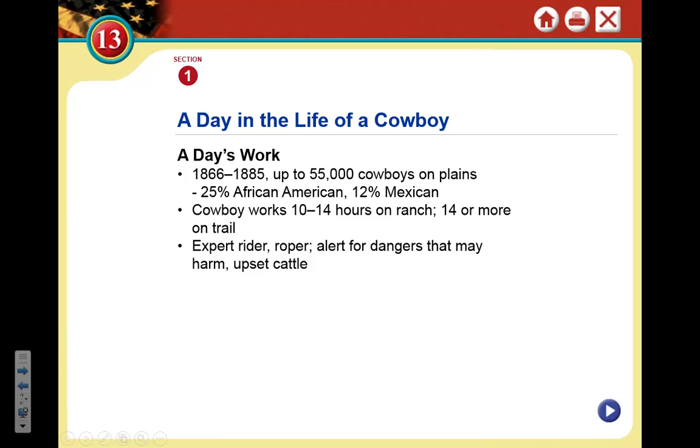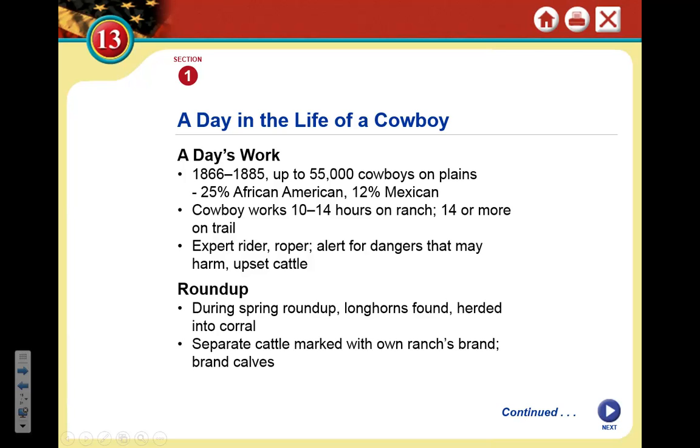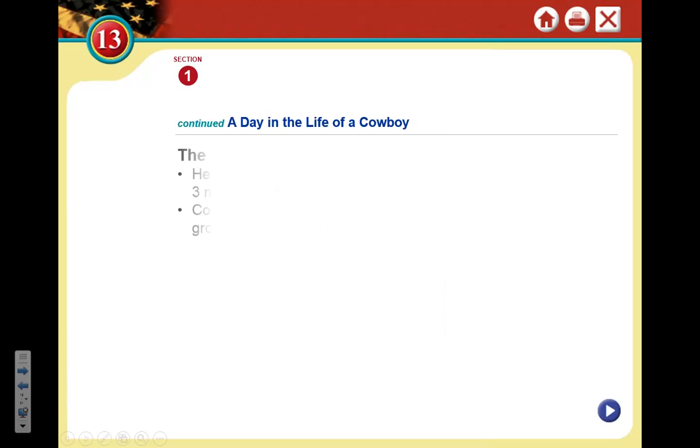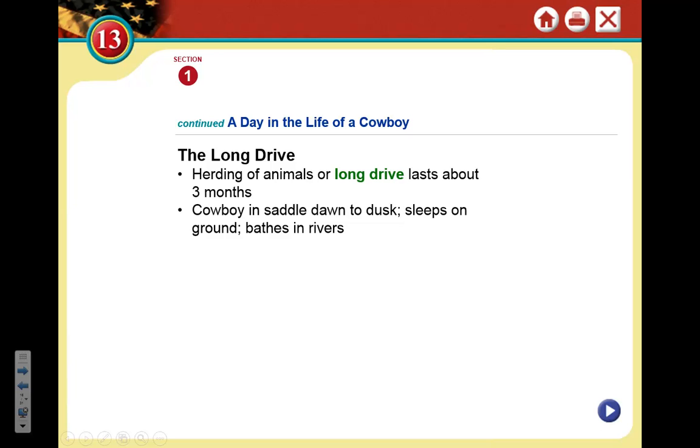A cowboy's life was difficult. Cowboys worked between 10 and 14 hours a day in all kinds of weather. They worked hard all spring and summer. In the winter, they lived off their savings or went from ranch to ranch and looked for odd jobs. In the spring, cowboys rounded up their cattle and headed them out on the long drive. This was the journey from the plains to the shipping yards in Abilene, Kansas.